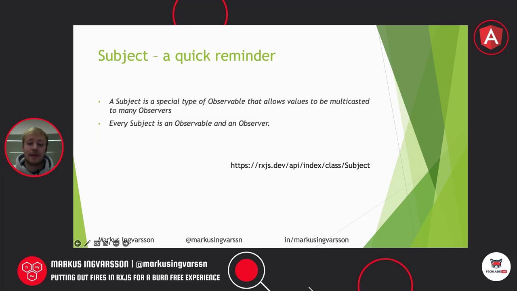Just a quick reminder on subjects. This is straight from the RxJS documentation. A subject is a special type of observable that allows values to be multicasted to many observers. And every subject is an observable as well as an observer.